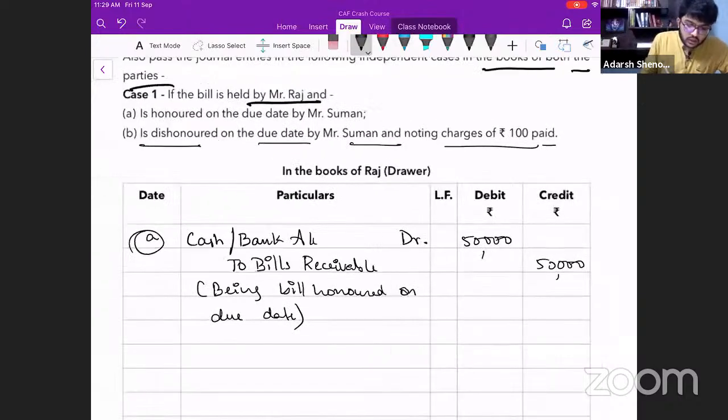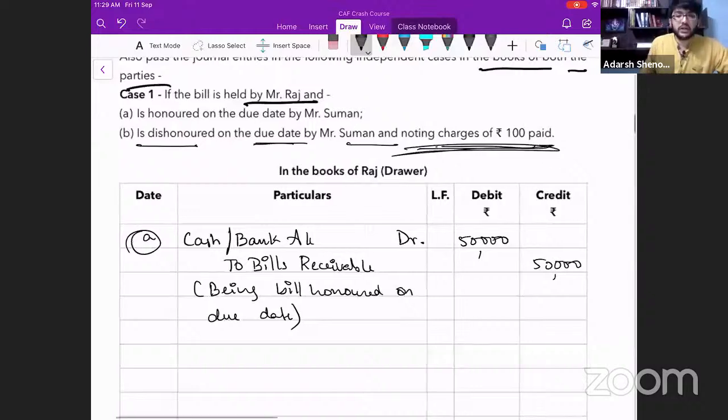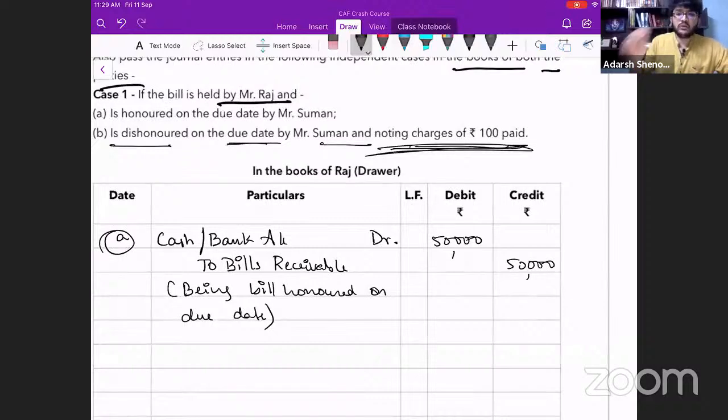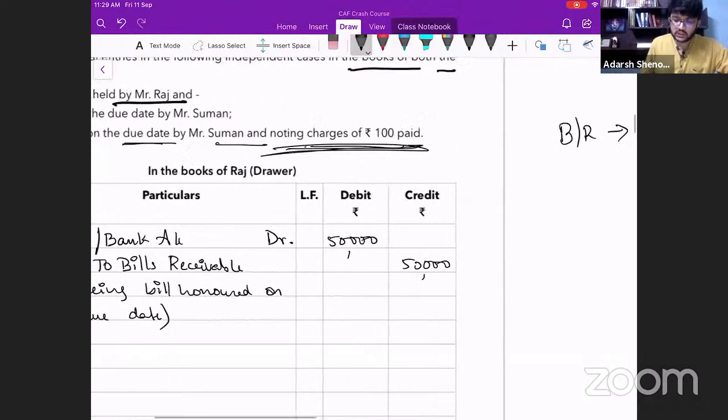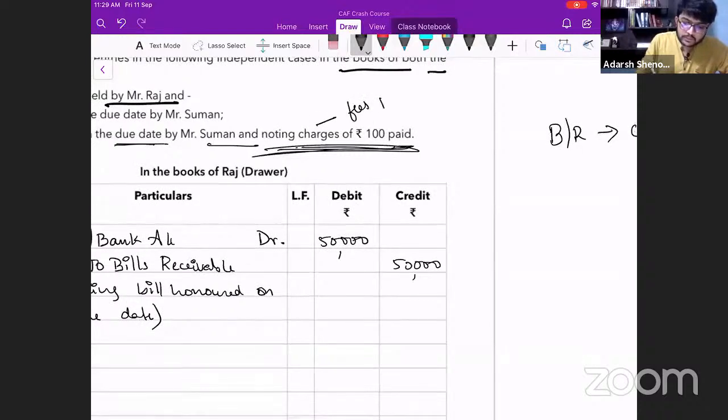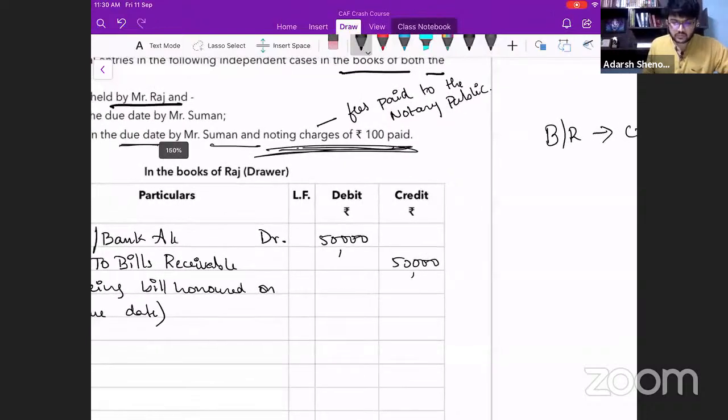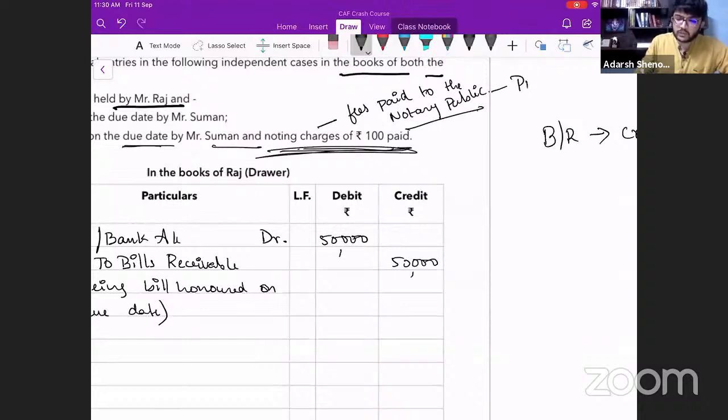Now, dishonored on due date by Suman and noting charges of rupees 100 paid. Can you tell me what is this 100 rupees? What is this concept of noting charges? Noting charges is the fees paid to the notary public. I think I discussed this concept in the class when I discussed some other chapter initially, rectification of errors or something, or BRS. I told you, this is an evidence. This notary public puts a seal called protest and he charges this amount for putting that seal.